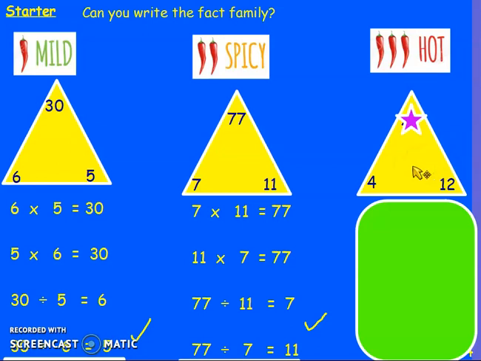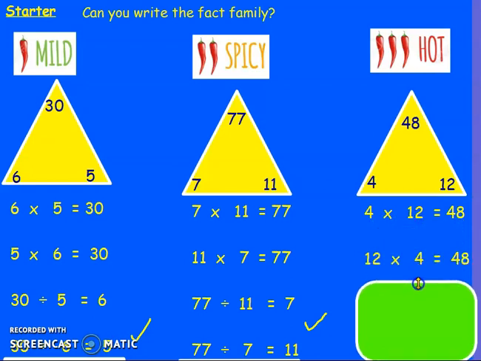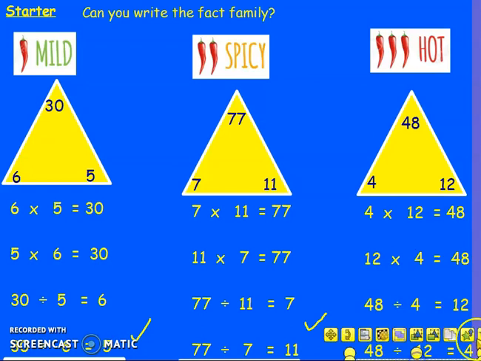Right then, the hot challenge. 4 times 12 equals 48. And the fact family? 4 times 12 equals 48. 12 times 4 equals 48. 48 divided by 4 equals 12. And 48 divided by 12 equals 4. Give yourself a mark if you got that one right. Well done for your hard work so far. Let's move on.